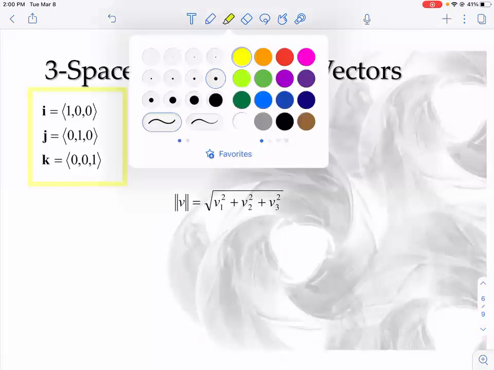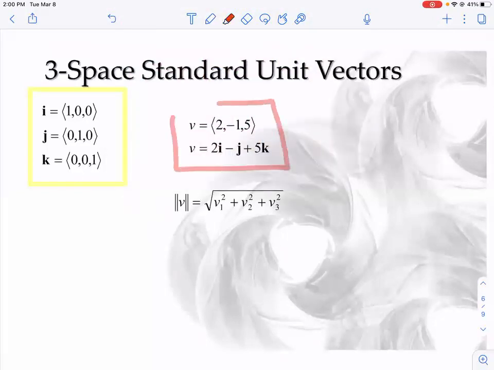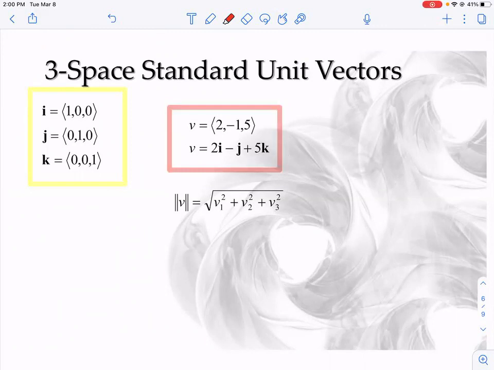Okay, so we have a couple different ways that we can express vectors. We either have the component form, where we have the chevrons, or we have the linear combination form. Now that we're in 3 dimensions, you are going to see the linear combination form a lot more than you're going to see the component form. I just want to warn you. Okay, and then to find the length, the magnitude of a vector, we're going to apply basically the distance formula in 3 space to find the magnitude. So that's what that is right there.